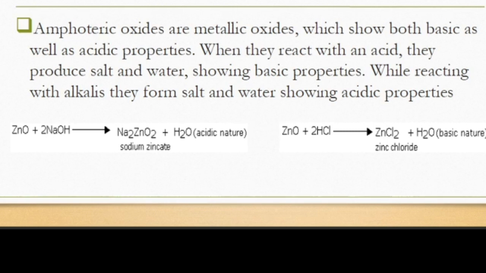Besides acidic and basic oxides, there are amphoteric oxides, meaning they can behave as an acidic oxide, or they can behave as a basic oxide. One example of an amphoteric oxide is zinc oxide. Zinc oxide, when it reacts with a base such as sodium hydroxide, behaves like an acidic oxide, and the product formed is sodium zincate and water. Likewise, when zinc oxide reacts with hydrochloric acid, it acts as a basic oxide to form zinc chloride and water.